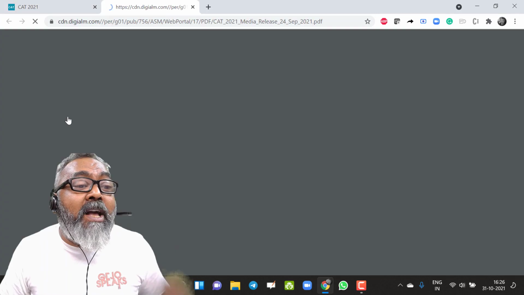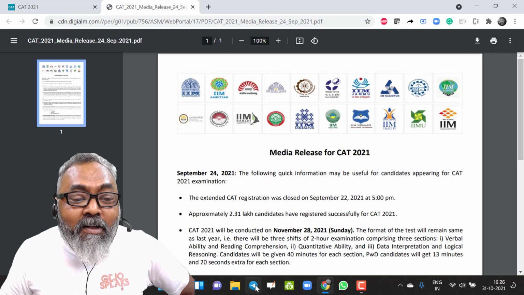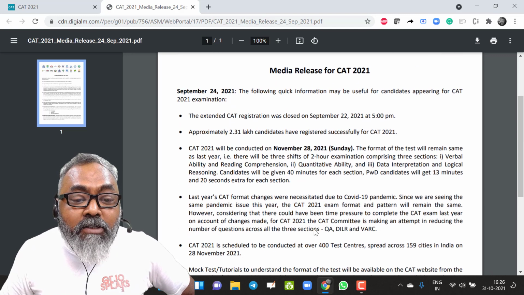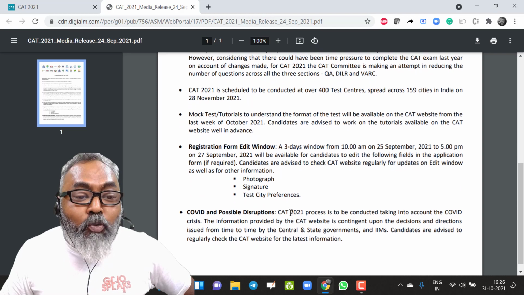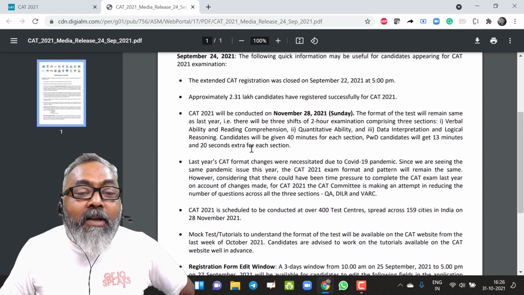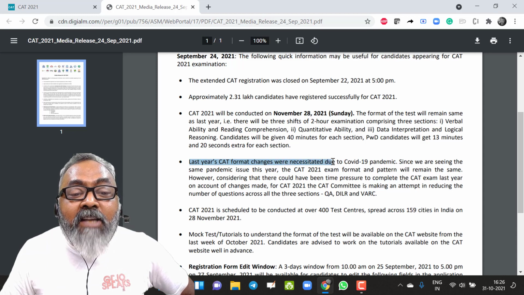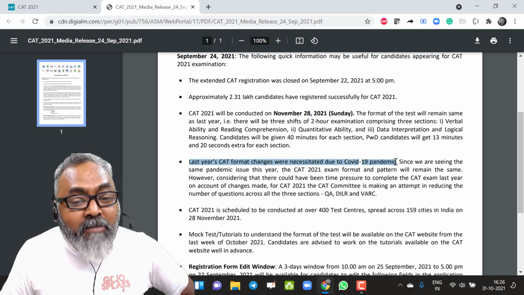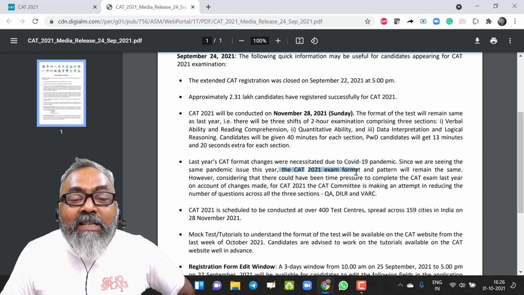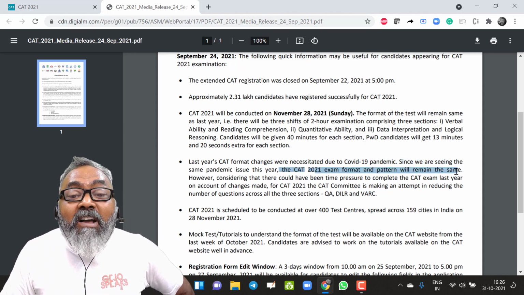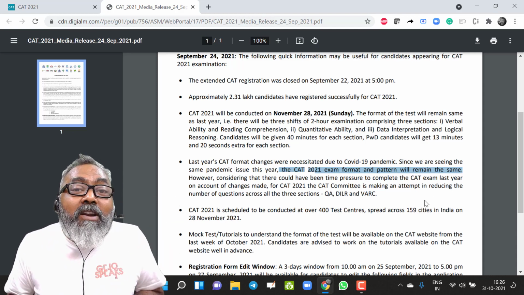There was this media release that happened on the 24th of September. In the media release, the IIM said, where was it? I'll tell you where. Yeah, there you go. Last year's CAT format changes were necessitated due to the COVID-19 pandemic. Since we are seeing the same pandemic issue this year, the CAT 2021 exam format and pattern will remain the same.